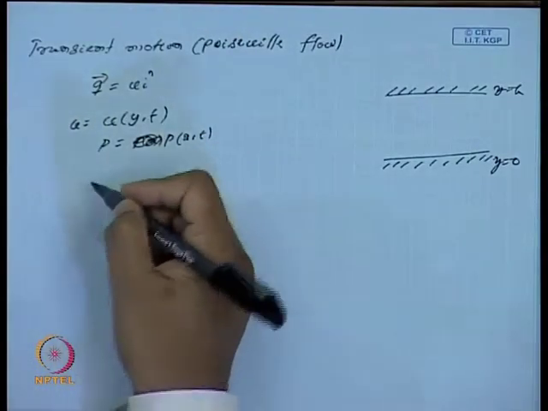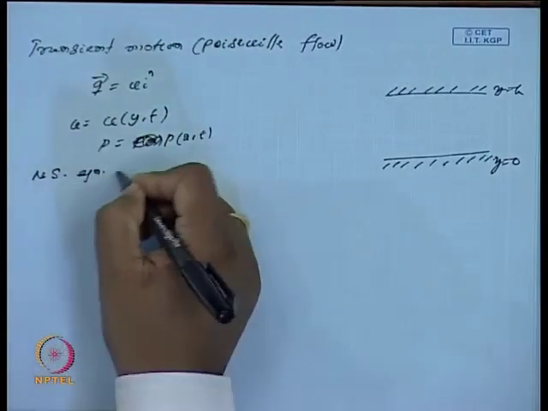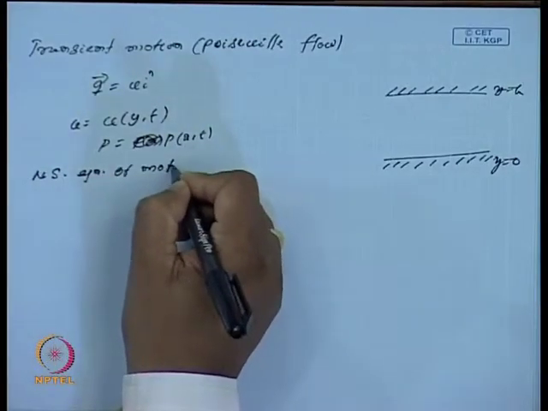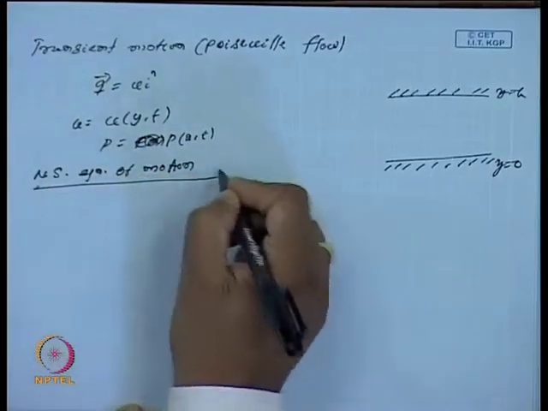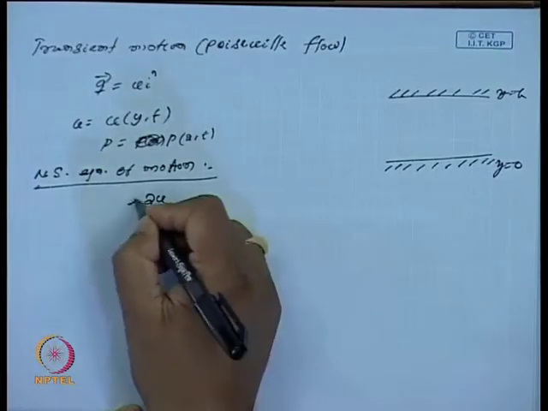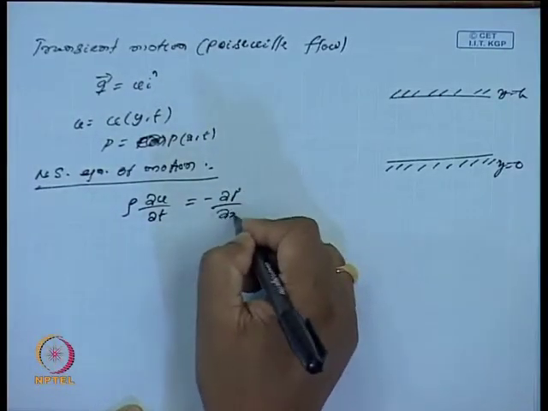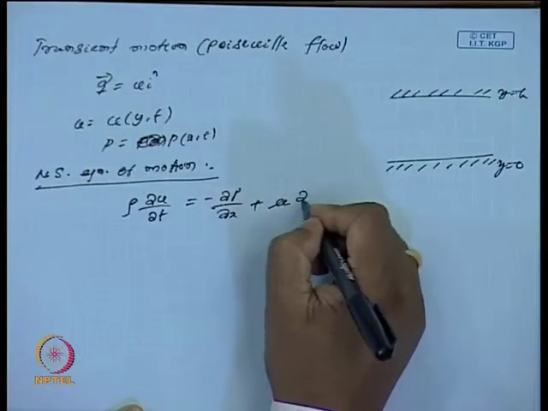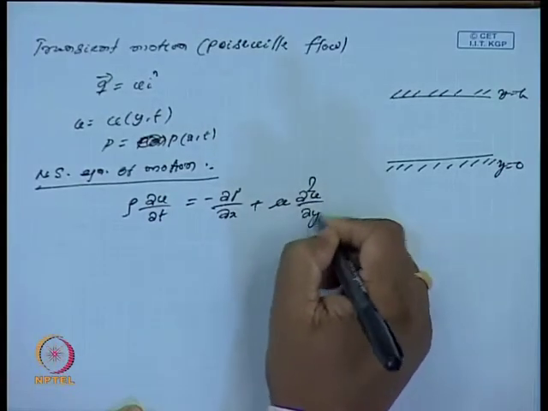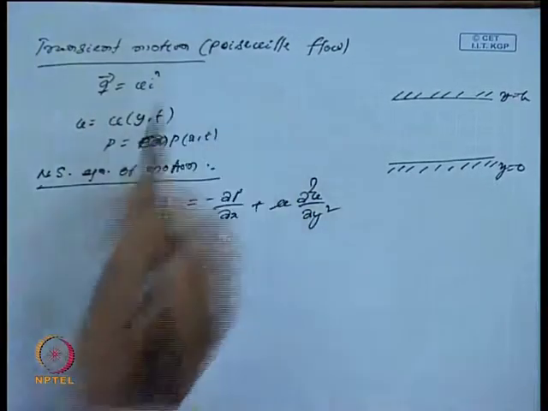and then our Navier-Stokes equation of motion gives, it is just like the previous case, only we have rho del u by del t equal to minus del p by del x plus mu del square u by del y square. This becomes the equation of motion, and here we are now looking at the transient motion.